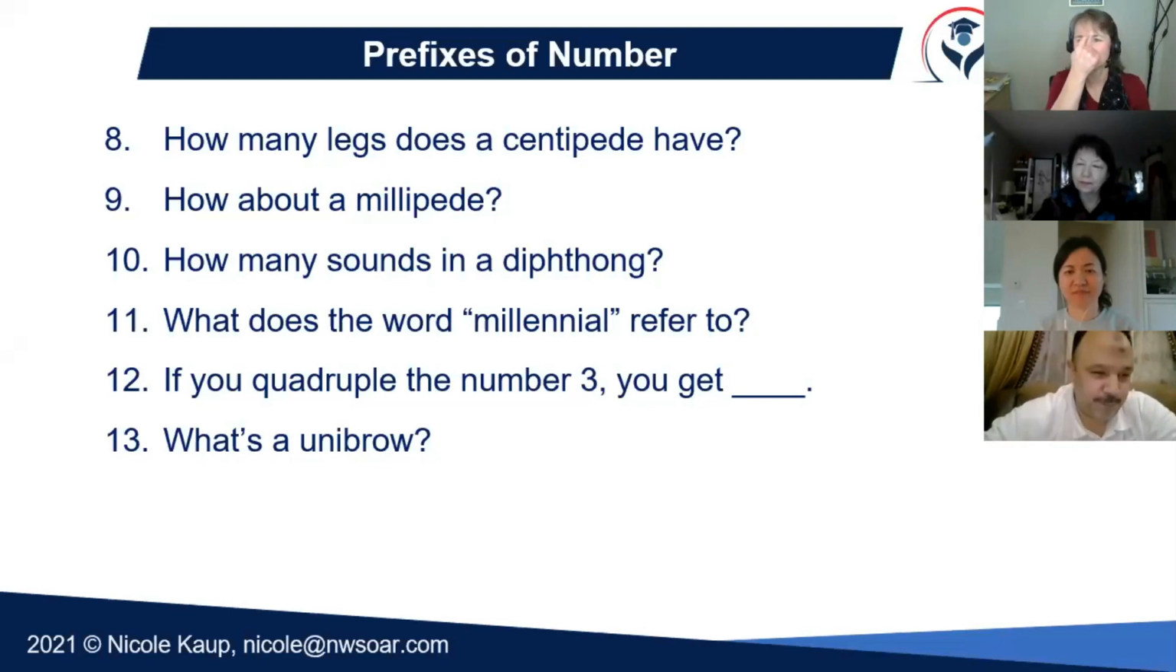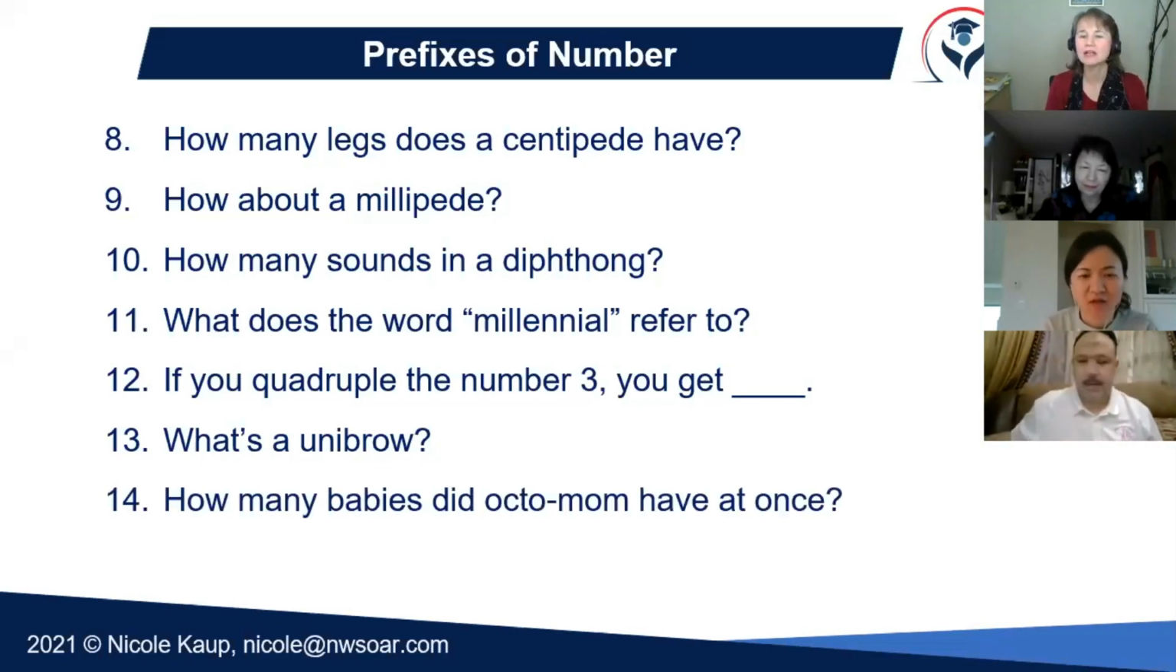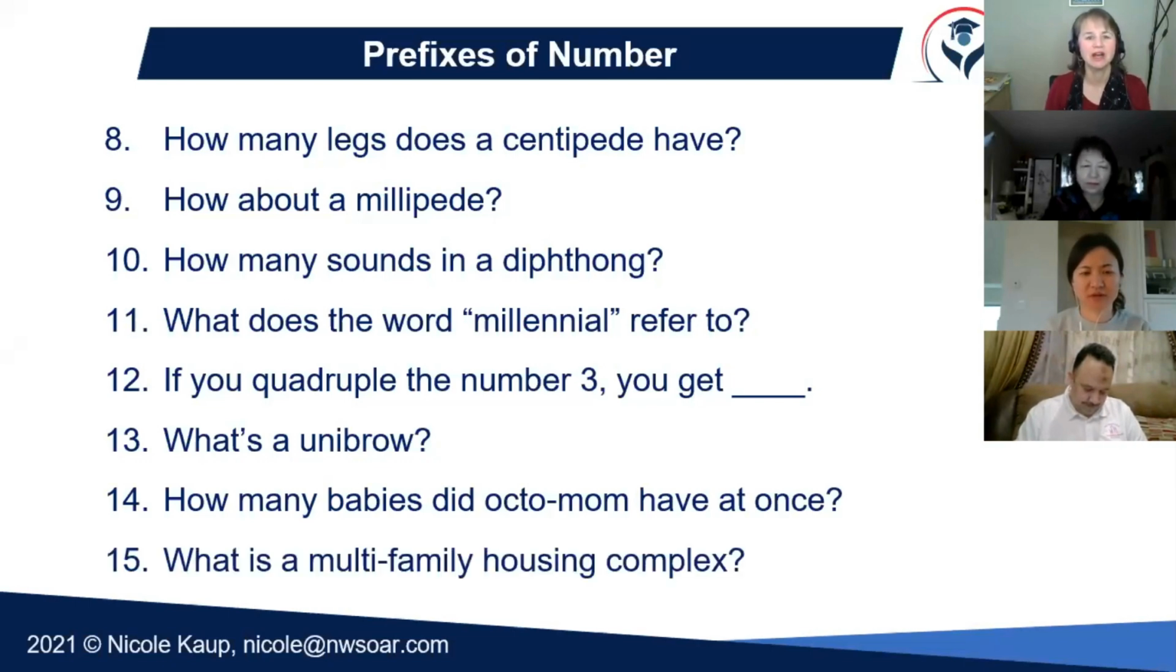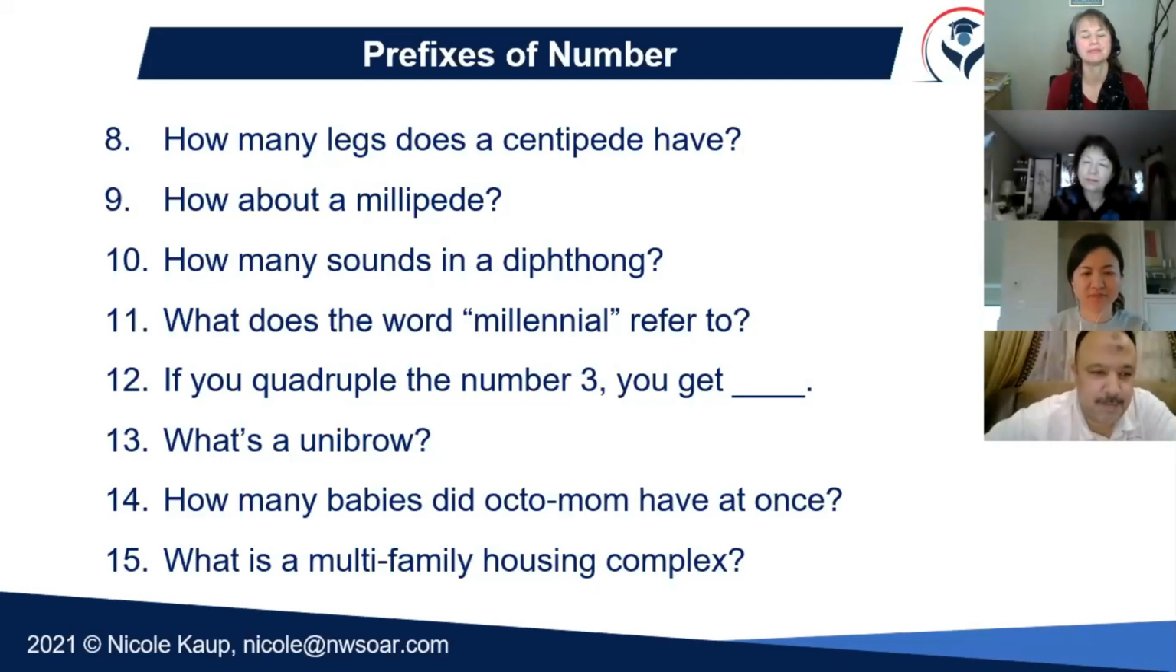All right. Sure. Unibrow. It's when your eyebrows are connected into one. All right. Ooh, Octomom. I don't know if you remember this. I think these children are now teenagers or so. So this is probably at least 15 to 20 years ago. How many babies did Octomom have? At one time? 8. There were 8. Octo refers to 8. Yow. That's crazy, huh? Oh, what's multifamily housing? Many. Yeah, usually it's an apartment complex, somewhere where a lot of people live together. Usually refers to apartments, condominiums, multifamily. Yeah. It may be 3 stories, maybe 2 stories, you know.